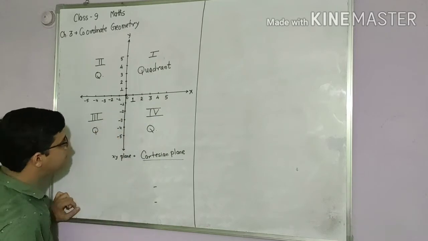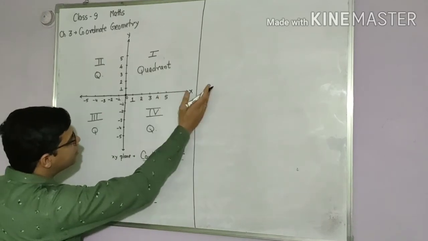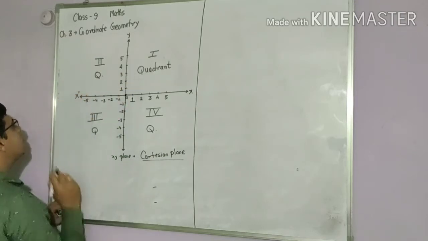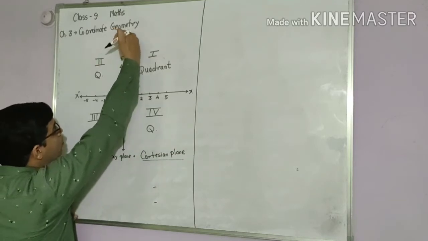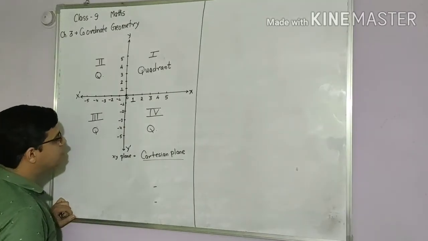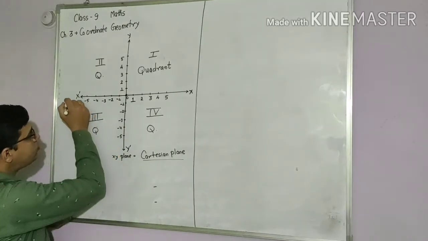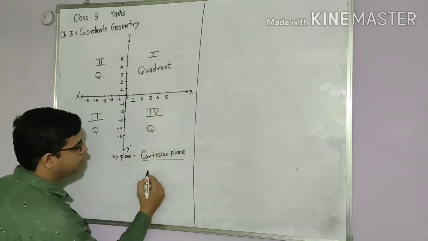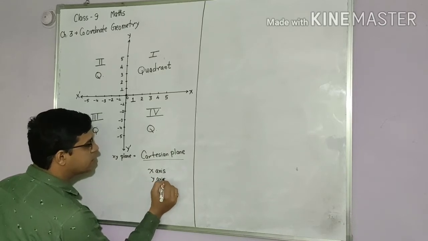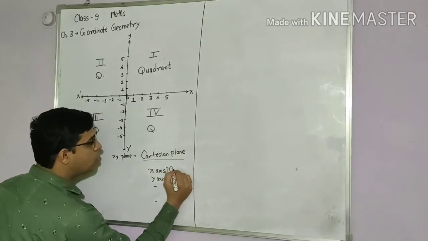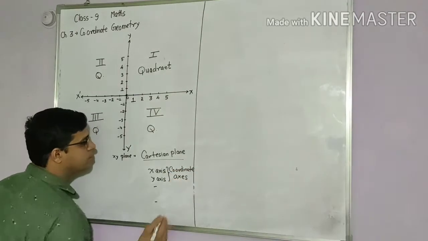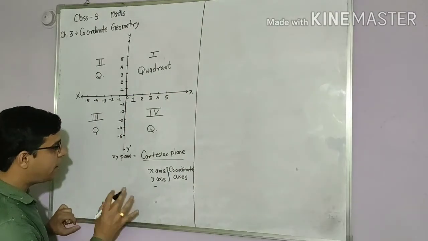This is our origin. The right side of origin is positive x-axis, the left side of origin is negative x-axis, which is denoted by x dash. Above the origin is positive y-axis, below the origin is negative y-axis, which is denoted as y dash. This x-axis and y-axis together are called coordinate axis.